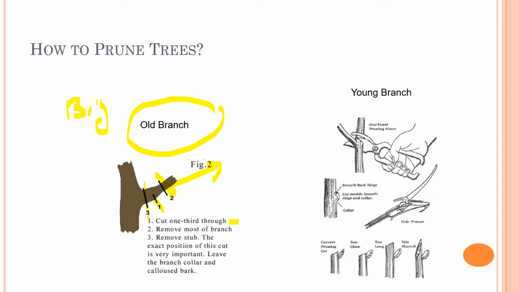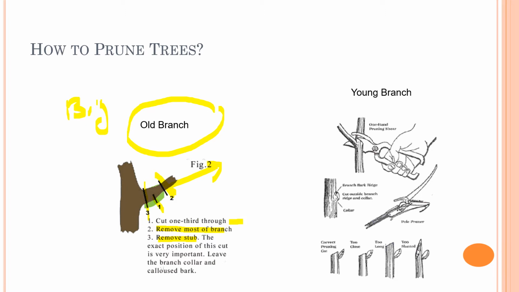So the first one is cut 1/3 here, number 1. Number 2, you remove the branch. And number 3, you remove the remaining stub, this particular stub, which is from here to here. This also needs to be removed later on. But the first thing you do is you cut here. Why do you do this? Because if you don't do this and you cut here, this branch might break and then it will take part of the bark of the tree. So it's very important to follow these steps 1, 2, and 3, and then you completely clean the tree in number 3.